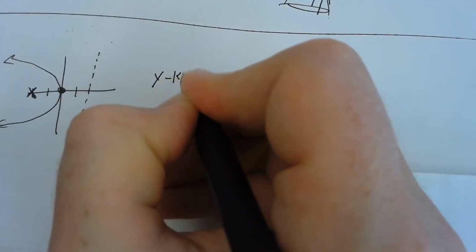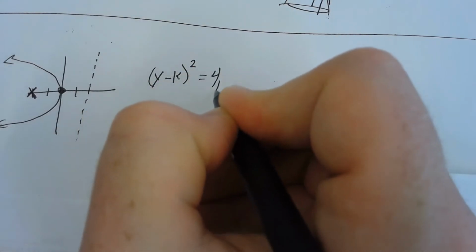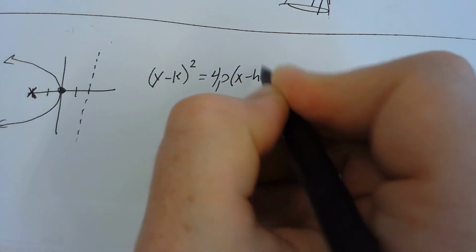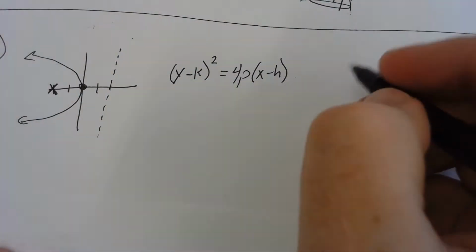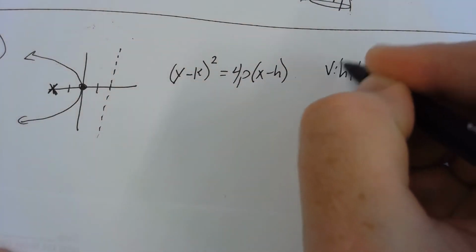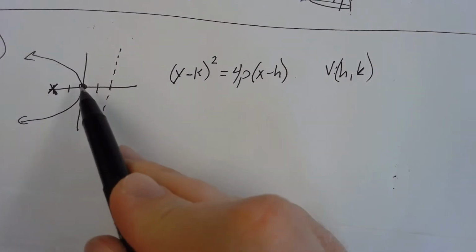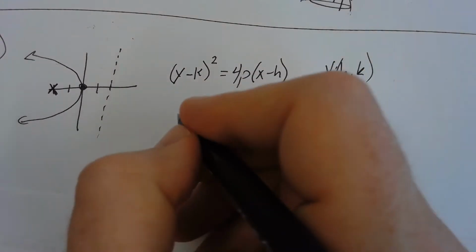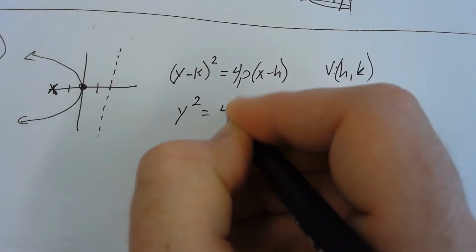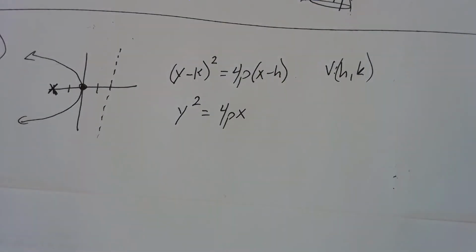So I have y minus k quantity squared equals 4 times p times x minus h. In this case, again, h comma k is always my vertex. So if that's my vertex, in this case, my h and k are both zeros because my vertex is at the origin. So I now have y squared is equal to 4p times x. And the last thing I really need to do is figure out whatever that p value is. Well, in this particular case, it's really easy to understand that the p value, remember, is the distance from the vertex to the focus.